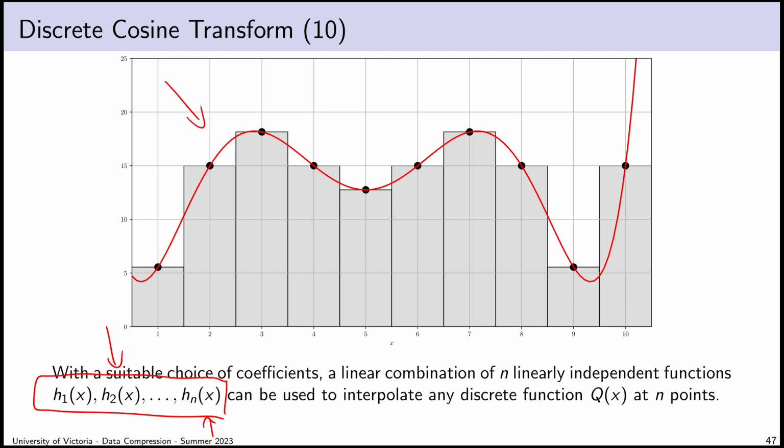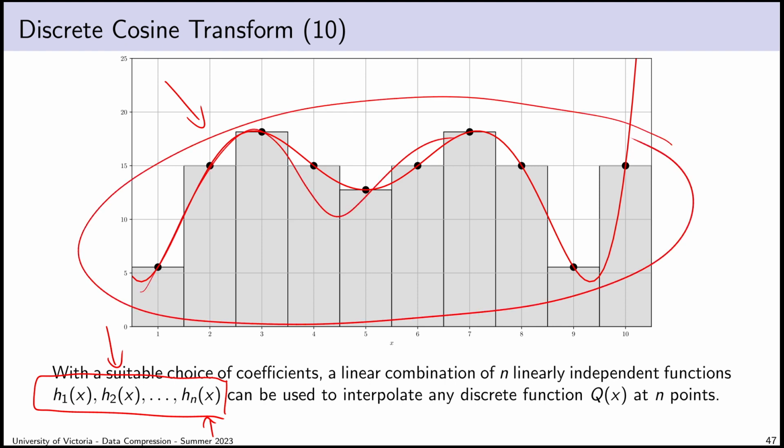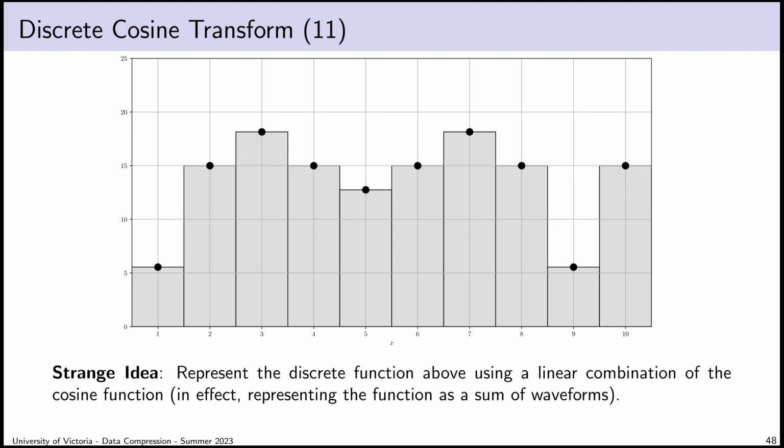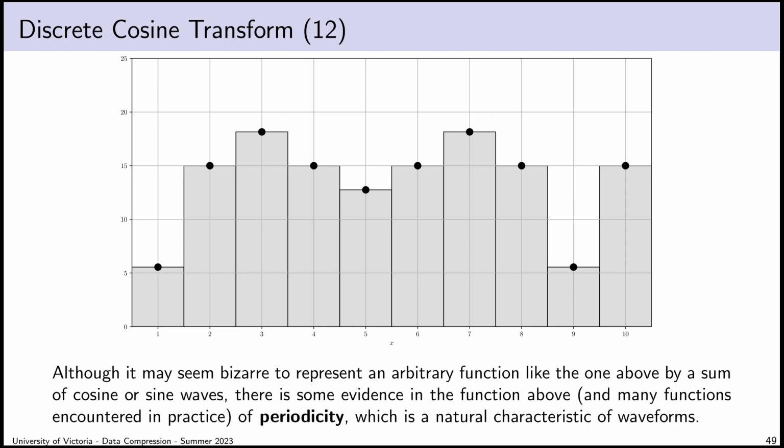And this is where I make the observation that it does look as if my discrete points that I started with go up and down a bit more often than polynomials may like to. These look a little bit more like a waveform than a polynomial. So here's an idea. Let's represent this discrete function using a linear combination of cosine functions, in effect representing my discrete function as a sum of waves. Okay, we'll try doing this.